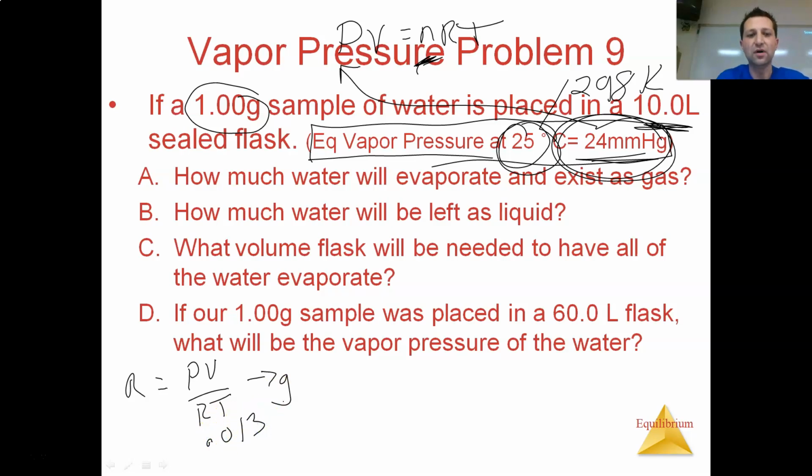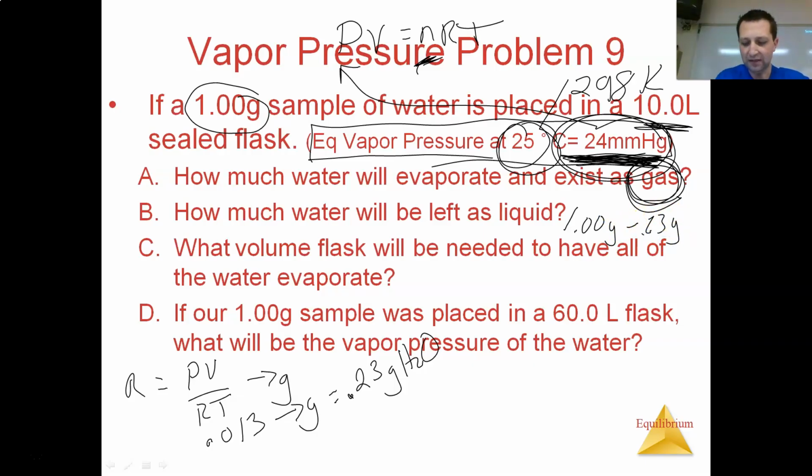0.013 moles of water. Convert that into grams, and you end up with 0.23 grams of H2O. That 0.23 grams of water is the amount you need to create this vapor pressure. So that much will exist as a gas. The rest of it will be a liquid. So how much water is left as a liquid? You have 1.00 grams minus 0.23 grams, and you end up with 0.77 grams left in the liquid state.